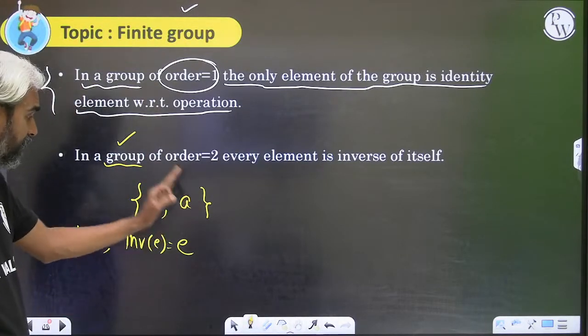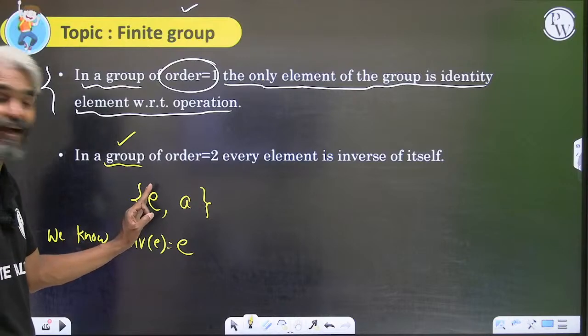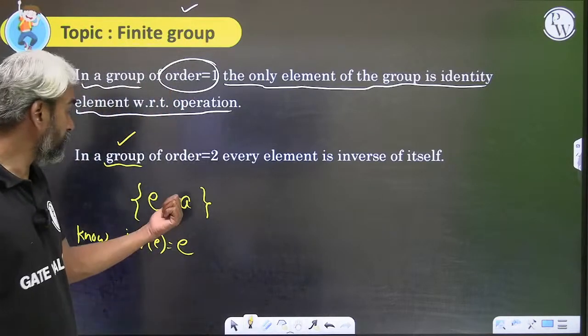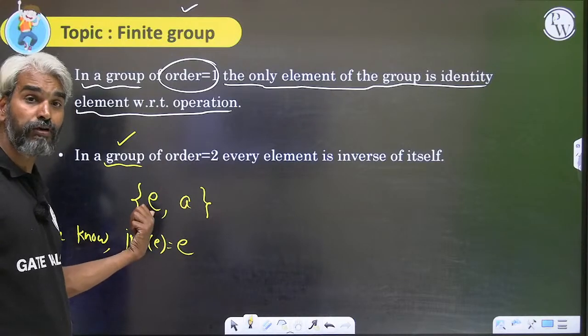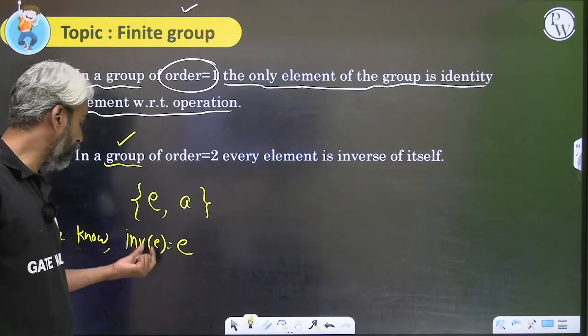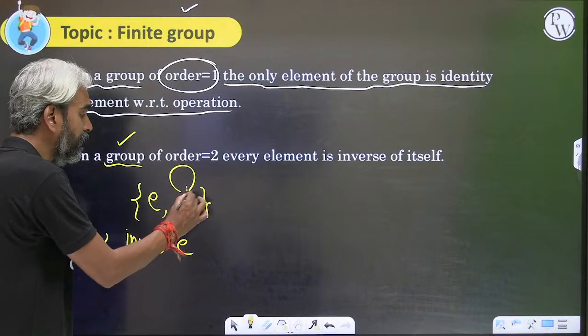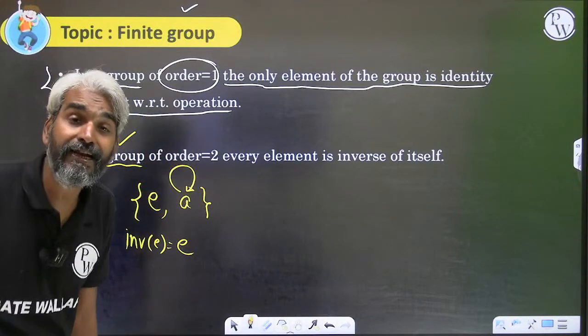Now, inverse of A cannot be the identity element. Why? Because inverses are always in pairs. So, if inverse of A is E, then inverse of E has to be A. But we know inverse of E is E. Then, what can be the inverse of A if inverse of A is guaranteed to exist?